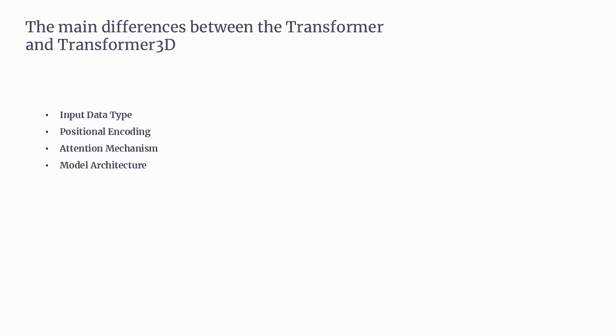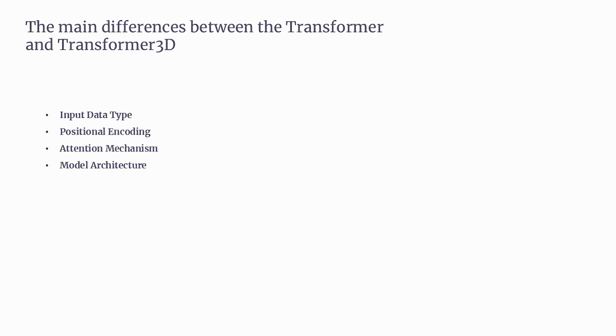The fourth, model architecture. Transformer often has an encoder-decoder structure where the encoder processes input sequences and the decoder generates output sequences. This setup works well for NLP tasks like translation. Transformer 3D may also use an encoder-decoder structure, but includes additional components tailored for 3D data. For example, it might handle varying densities of point clouds or adapt to the topology of a 3D mesh.